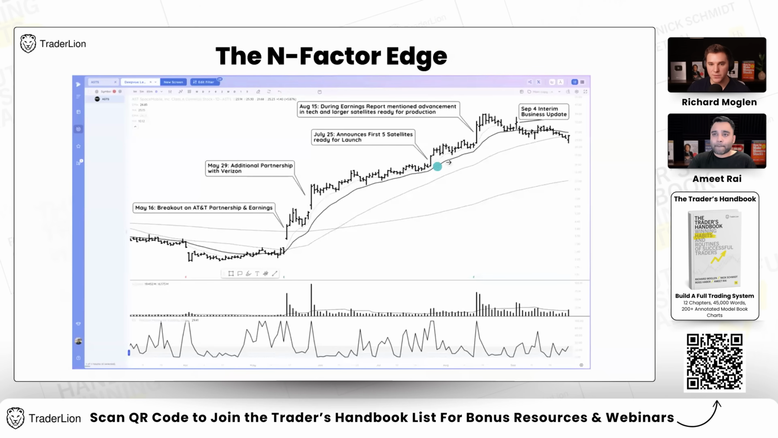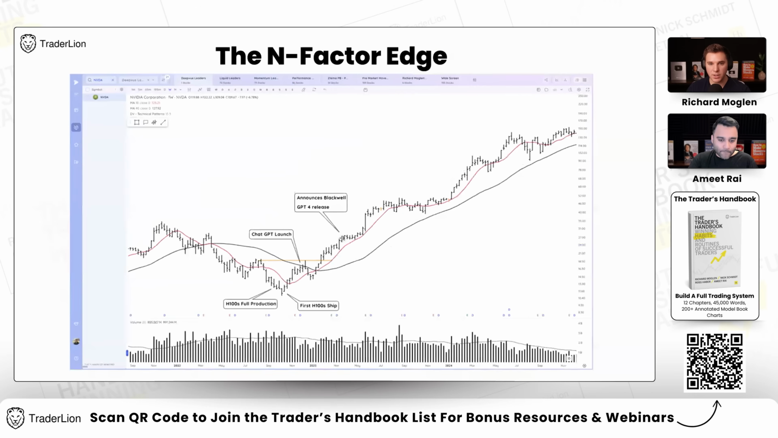They launched their first 5 satellites that led to this breakout here. During this earnings report, there was a really nice, tremendous move. They mentioned advancement in tech and larger satellites. Their next generation is ready for production. So all these catalysts help drive the growth of the business, and we're just watching for price and volume action in response to those different catalysts.